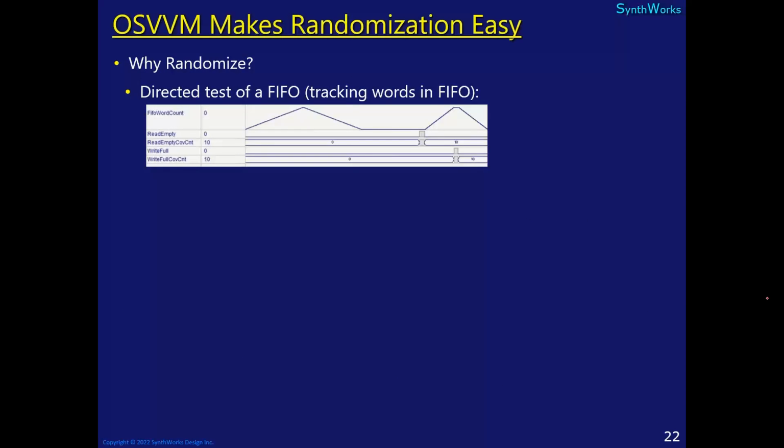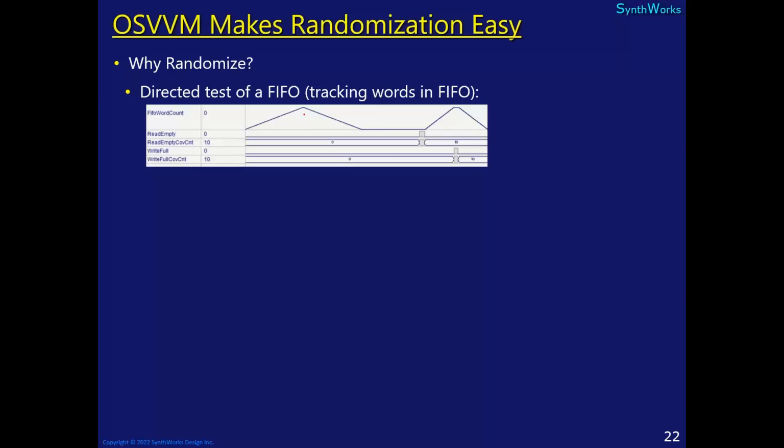Randomization. OS-VVM makes randomization easy, but the first thing you should be asking anybody is, why do I want to do that? Well, let's look at a directed test of a FIFO. And this FIFO word count you see on this graph here is the number of words, an integer value, the number of words in the FIFO displayed as an analog signal. That's a really cool trick you can do in your simulator, although I should have also displayed it as an integer here, and I'll get to why here.